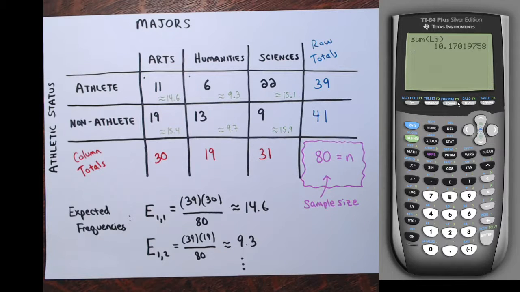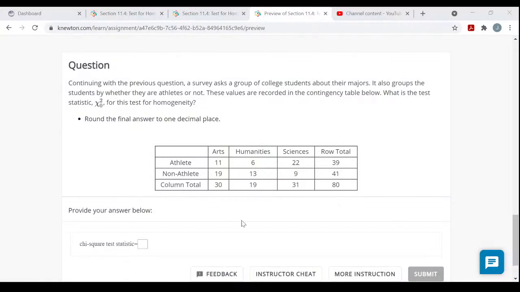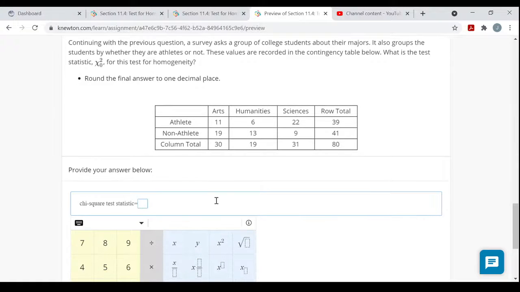And there's our test statistic. Now you see this came back as 10.17, not 10.12. So this one I would round to 10.2, right? And that's the answer they're going to take. All right, let me show you. Let me enter 10.1. Now it might take it.